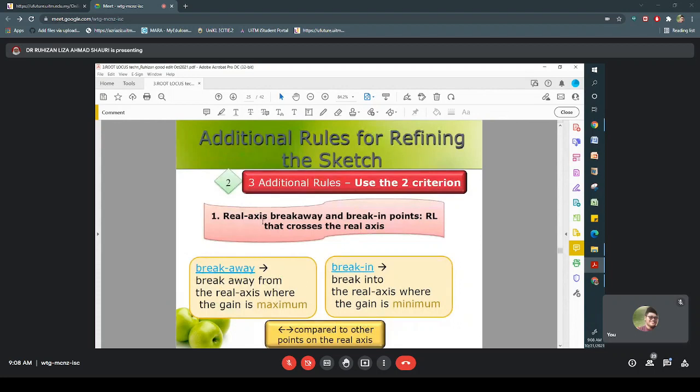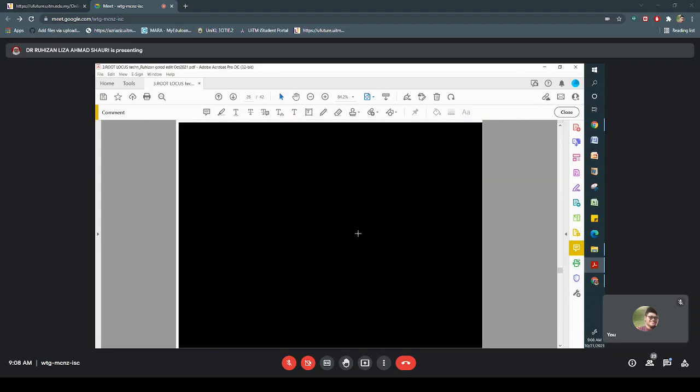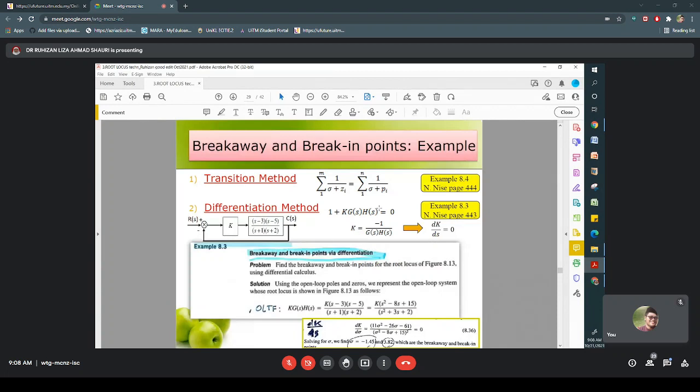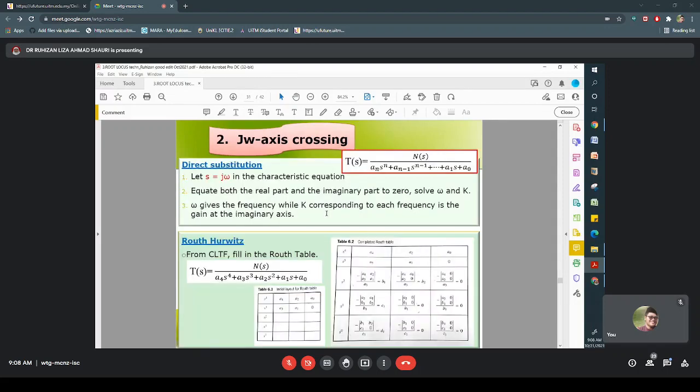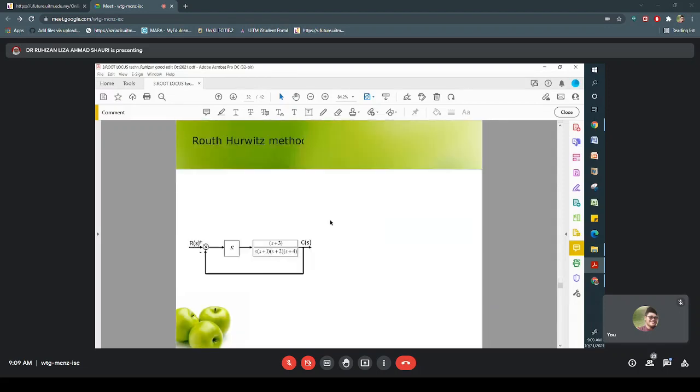We are going to learn about, first, the breakaway and break-in points on the real axis, and it involves this equation, and also this one. I will explain. Then the second rule, we're going to learn the j omega axis crossing. And for that one, this is your friend.